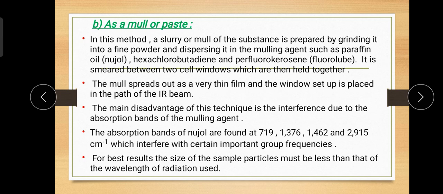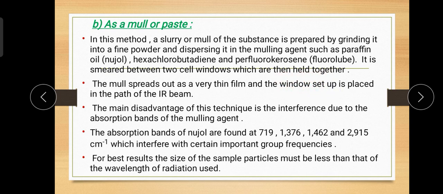Now the second technique is the Nujol mull paste. In this method, the slurry or mull of the substance is prepared by grinding it into a fine powder and dispersing it in a mulling agent such as paraffin oil, which we also call Nujol, hexachlorobutadiene, and perfluorokerosene, which we also call Fluorolube. It is smeared between two cell windows which are then held together.